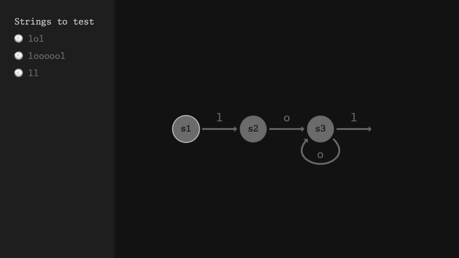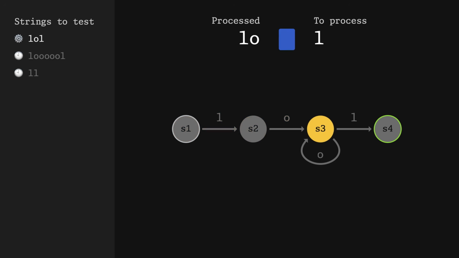This, along with all of the finite automata we've seen so far, is a particular kind of finite automata called a deterministic finite automata, or DFA. That means that each state can only go to one other state given a particular input. So S3, if it sees an O, can only go to S3. If it sees an L, it can only go to S4.